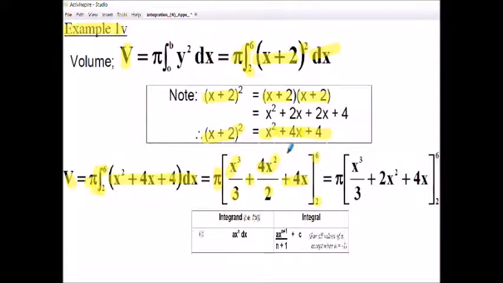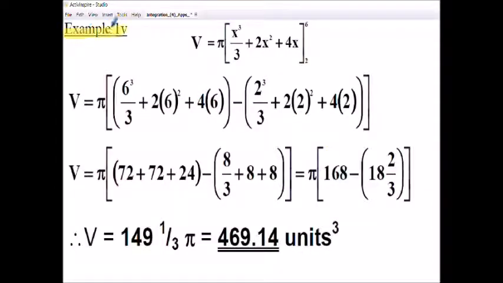All I've done here is simplify, keeping my pi outside the bracket: x to the 3 upon 3 plus 2x squared, since 4 divided by 2 gives me 2, plus my 4x between my limits of 2 and 6. Example 1v here: V is equal to pi outside my square brackets, and inside I get x cubed upon 3 plus 2x squared plus 4x, with limits of 2 and 6.